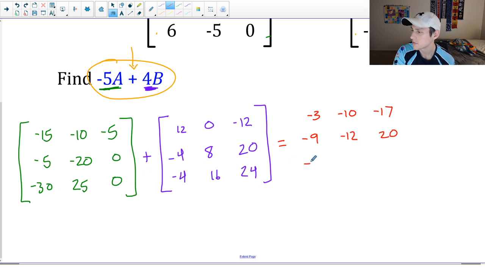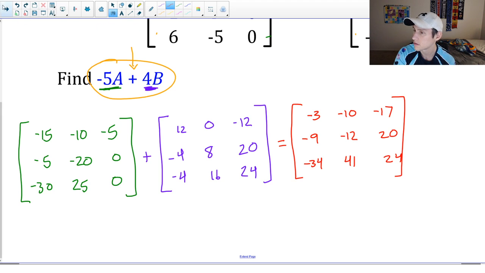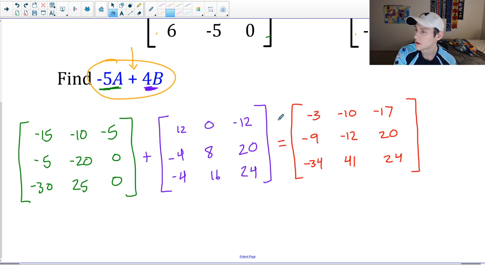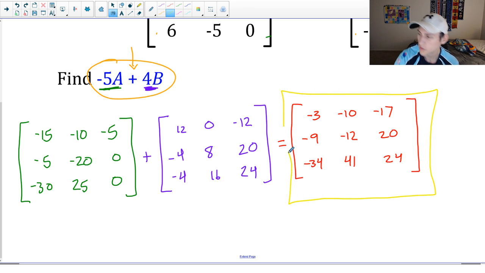Negative 30 plus negative 34, negative 34. 25 plus 16, 41. 0 plus 24, 24. A little off the mark. And that is my final answer.